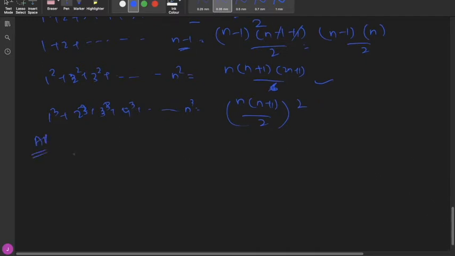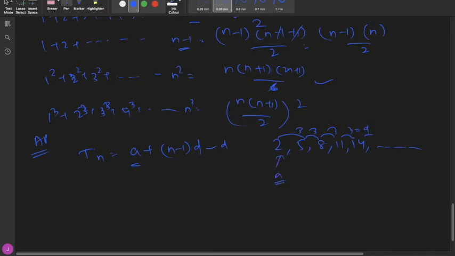Some more formulas you have to remember. One thing is AP. You must know what is AP and GP. For finding out the nth term in AP, the formula is a plus n minus 1 into d. What is AP? AP means each consecutive term has some common difference. See here, 2, 5, 8, 11, 14. This will be going on. The difference is 3 here, 3 here, 3 here, 3. So this term is called d.